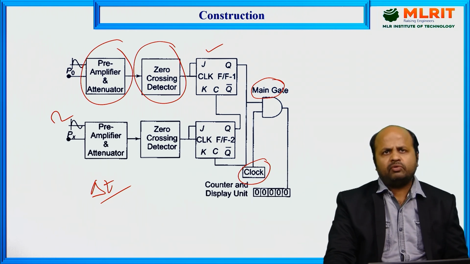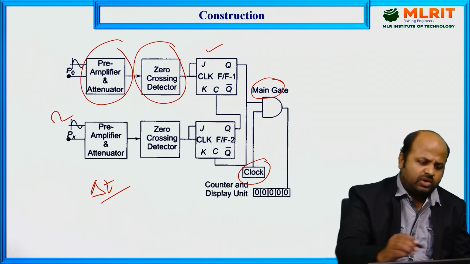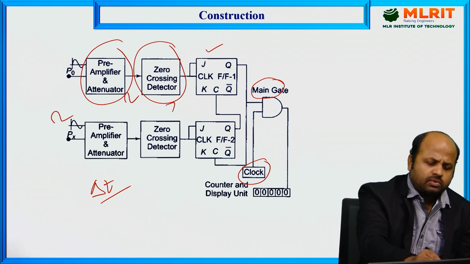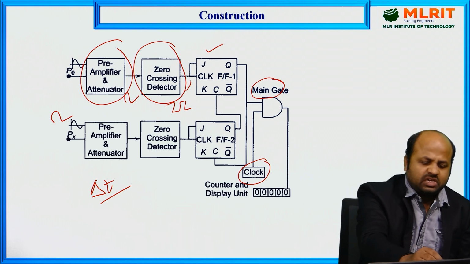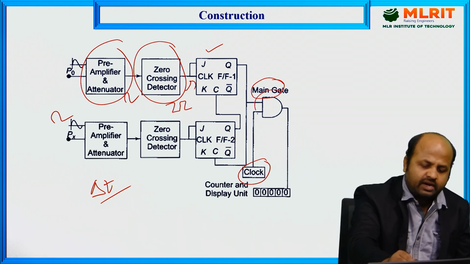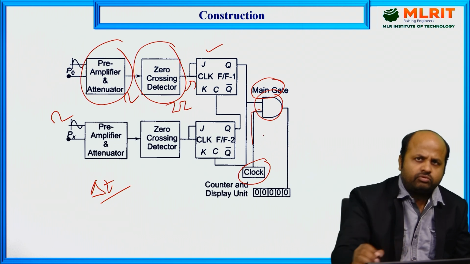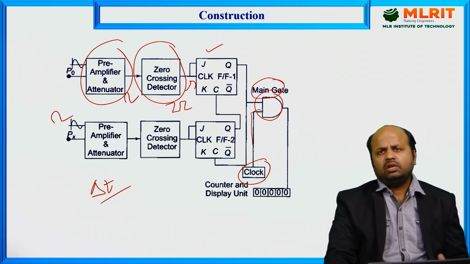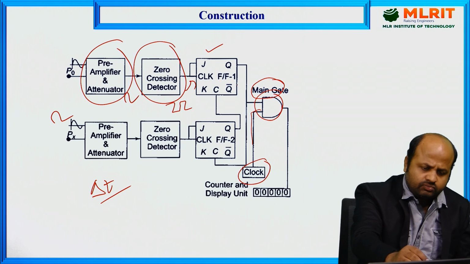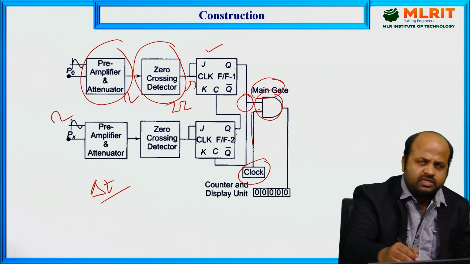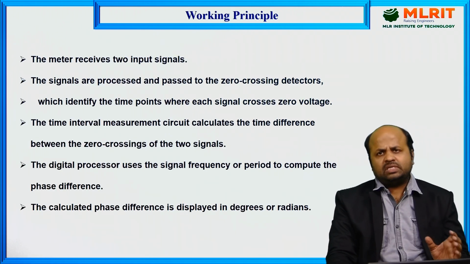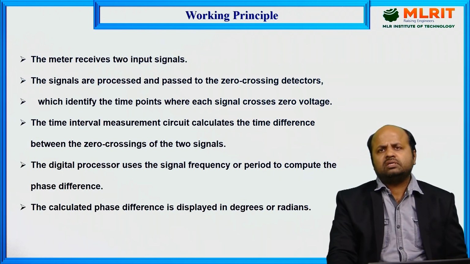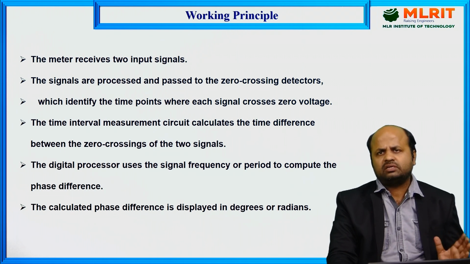So we have the pre-amplifier and zero crossing detector, which will convert the sine wave to the corresponding square wave, and once it is converted to square wave, it will trigger the JK flip-flop, which is directly connected to the AND gate, and here the clock is attached to the AND gate, which will act as a reference. So in this way, we can easily calculate the delta T, meaning the time delay between two signals. Basically, as I already told, phase difference is nothing but the time delay between two signals.